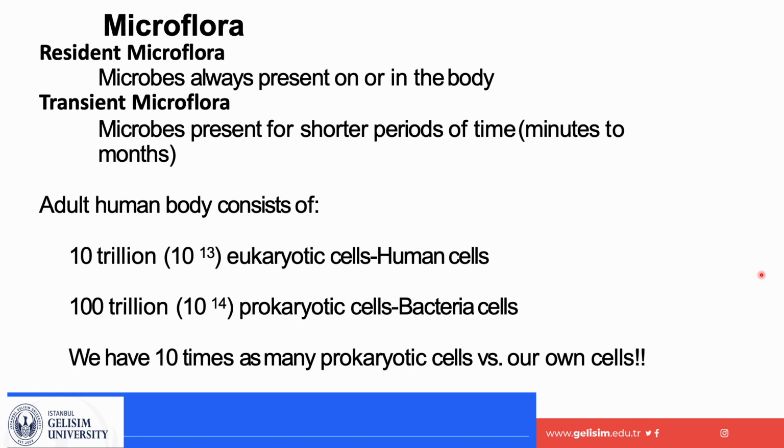Now, the adult human body is made up of about, look at this number, it's huge, 10 trillion eukaryotic cells, which are human cells. And we also have a staggering 100 trillion prokaryotic cells, and these are the bacterial cells. So in our body, we have 10 times more bacterial cells than human cells. Try to grip on that.